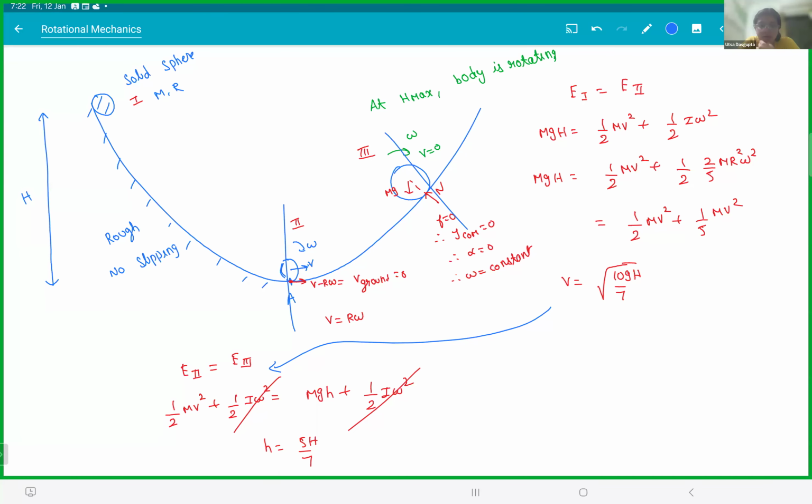Can you explain after omega is constant? I just conserved energy here and here. So this height be h, no? So when it reaches the highest point, velocity is 0, but omega is not 0. So then conserve energy between state 2 and state 3. So in both the states, this rotational energy will be the same. Fair enough?